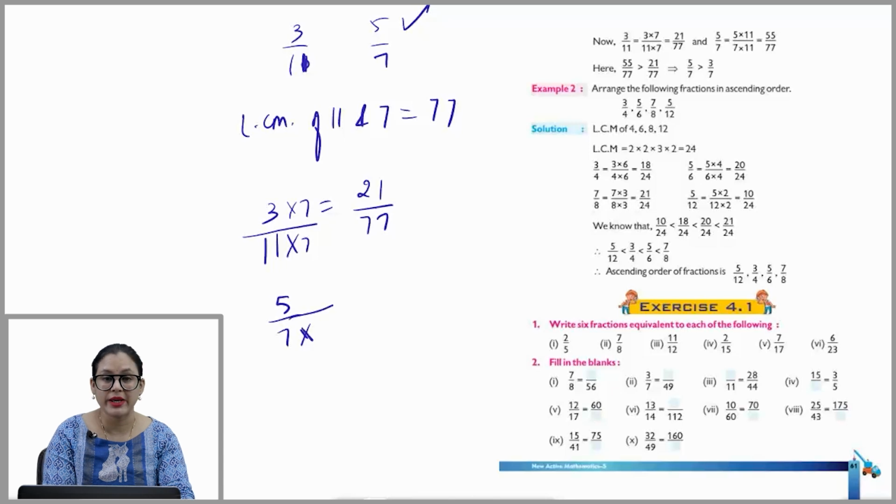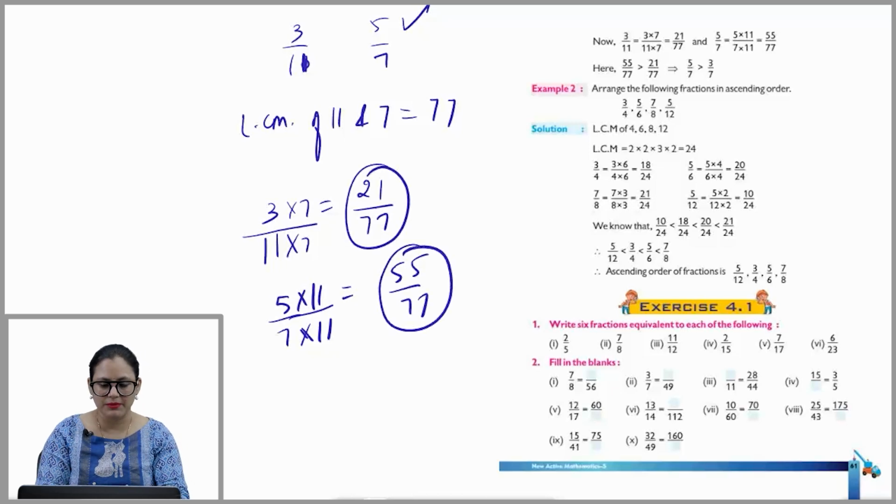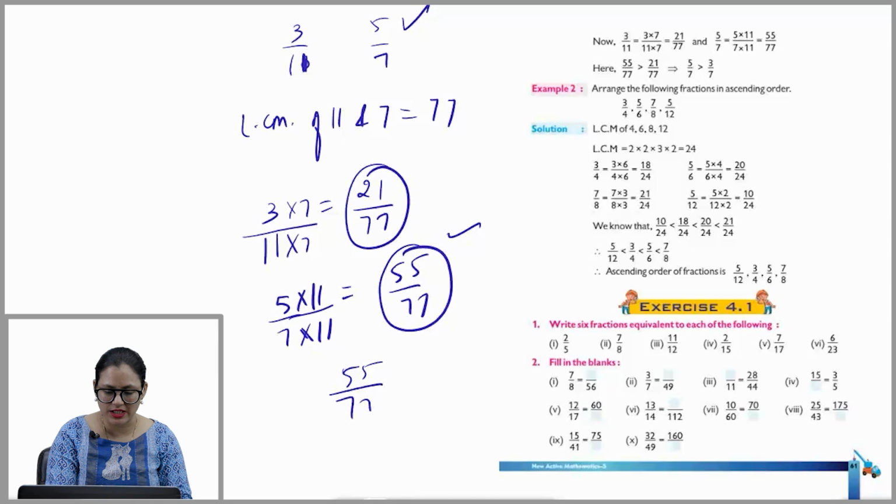Here also we will make the denominator 77, so we will multiply with 11 and get 55 by 77. Now the denominators are the same, so we can compare them easily. Which one is greater? 55 by 77 is greater than 21 by 77. That is, 5 by 7 is greater than 3 by 11.